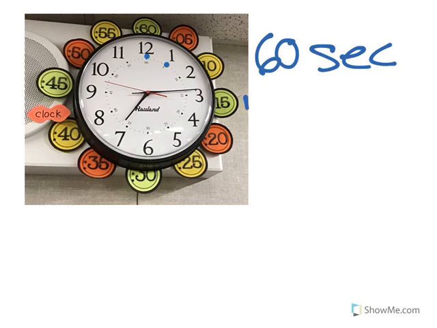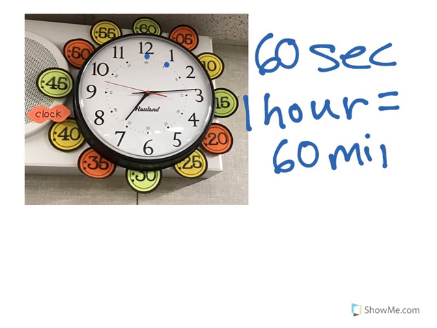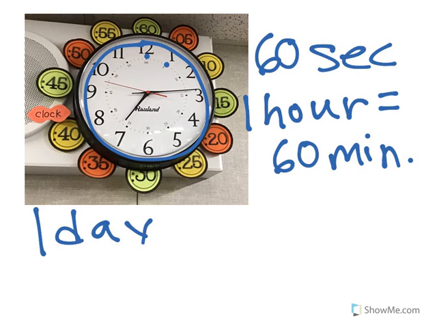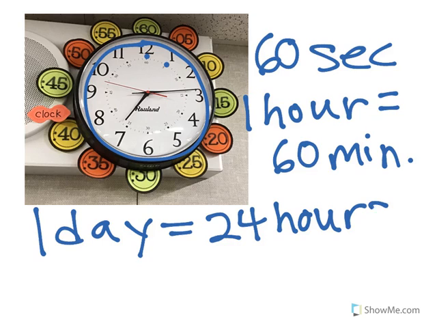Every hour, so 1 hour, has 60 minutes. An hour is the full turn of the clock. 1 day is 24 hours. That means the clock would have turned 24 times around. 1 week is 7 days.